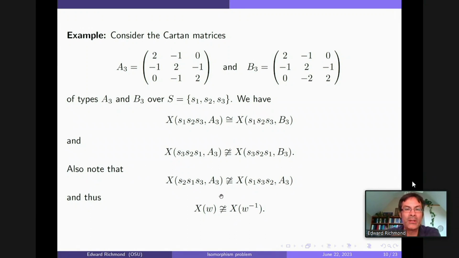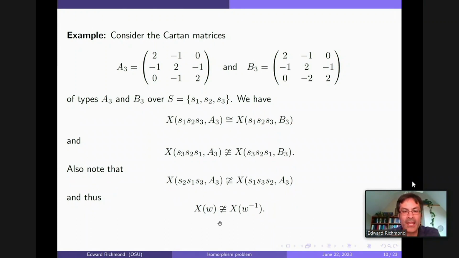Another interesting note from Cartan equivalence is that if I restrict to type A and if I look at S2, S1, S3, and I compare it to its inverse, S1, S3, S2. So 1 and 3 commute. So I'm basically putting 2 on either side. These are inverses of each other. And after a few minutes of thinking about it, you can see that there's no way to construct a Cartan equivalence between these two elements.